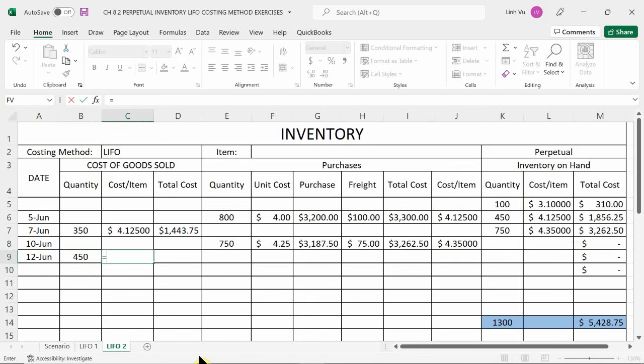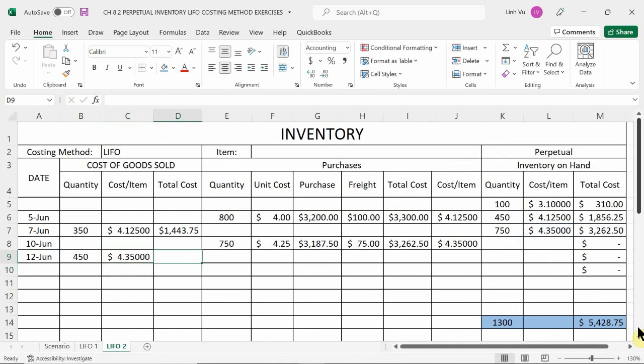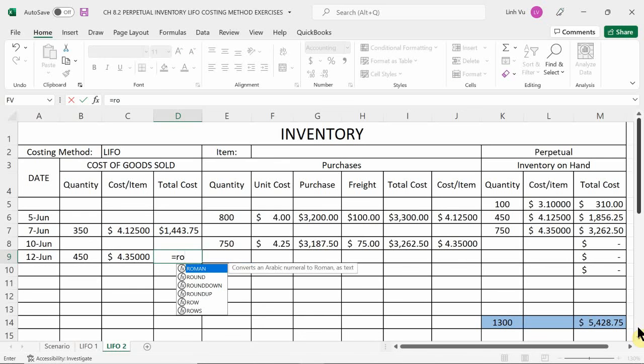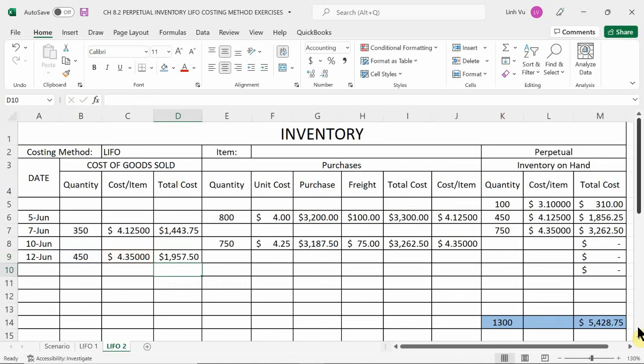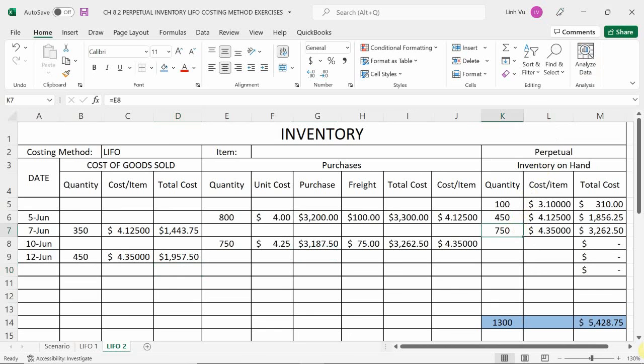Okay. So now, which batch of inventory am I going to take out from first? The 750. The 750 at $4.35. Okay. So that's going to give me 1950, 750. Good. So now I'm going to eliminate that from my inventory here.